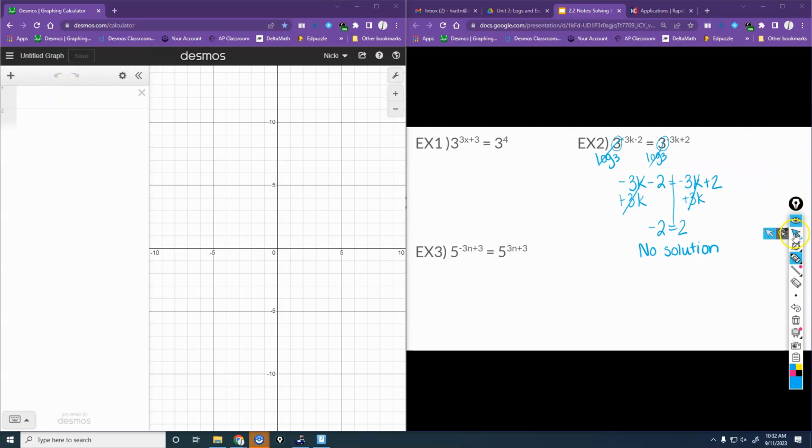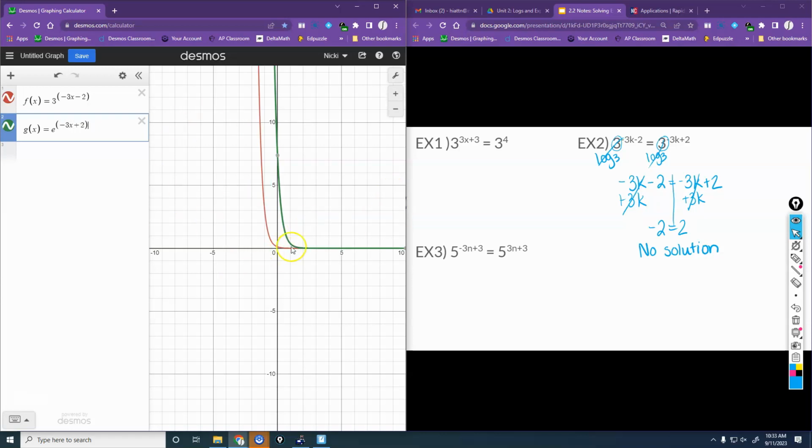All right. Now, if I check this in Desmos, if I do f of x equals 3 to the negative 3k minus 2, and then, oh, don't use a k, use x. If you have a variable besides x, g of x equals 3 to the negative 3x plus 2.